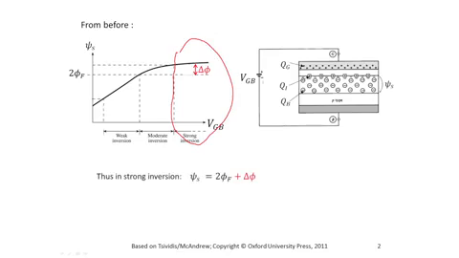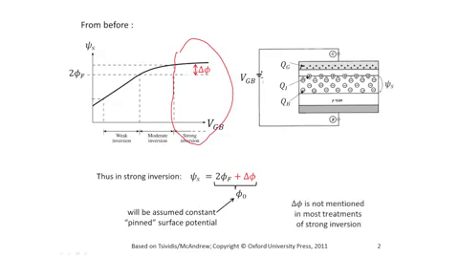And it is clear that Δφ is not exactly constant because this curve is not exactly flat, but more or less it is constant. It is convenient to use a single value for it, so we will assume that it is constant, and the total 2φF plus Δφ, in other words, the total value of surface potential in strong inversion, will be φ0. We say that the surface potential is pinned to a certain value in strong inversion. So this is the pinned surface potential value. And as I already mentioned, Δφ is not mentioned at all in some treatments of strong inversion, but I advise you to take it into account.